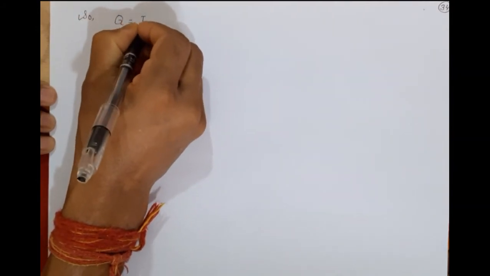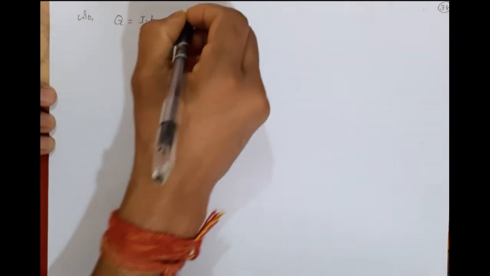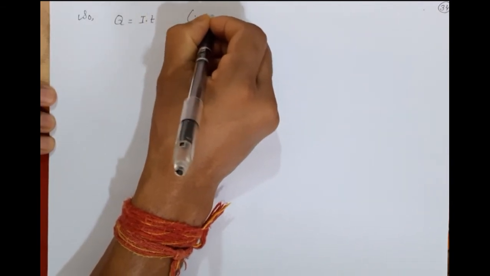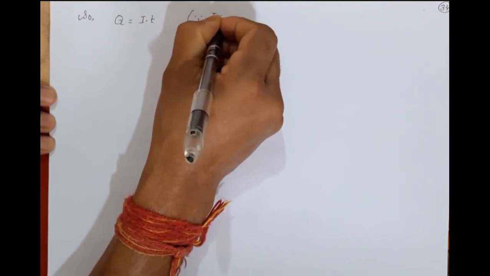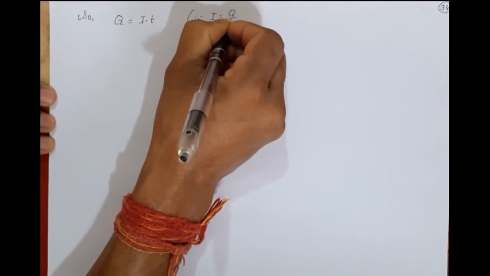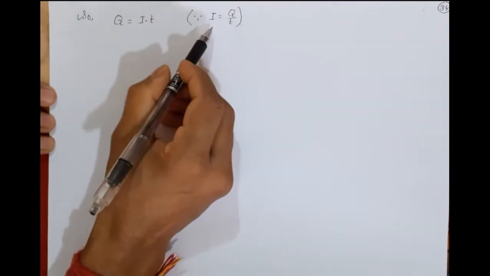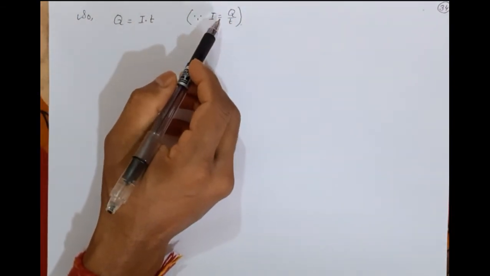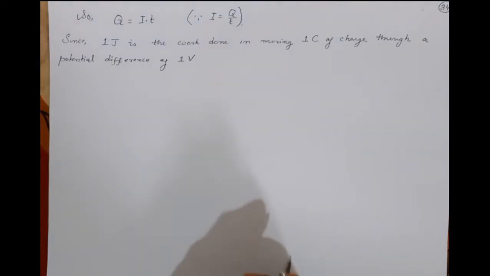We know already the relation between charge, current and time. So what I'll write here is Q equal to I into T. Why? Because current is defined as charge divided by time, so cross multiply it, Q equal to I into T. Okay, you already know this.